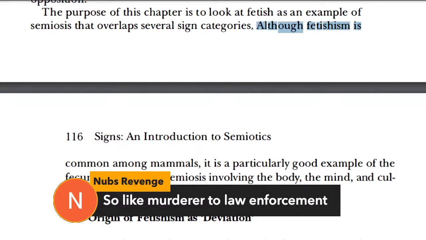Although fetishism is common among mammals, it is a particularly good example of the fecundity. Fecundity is an abundance of generating ideas, of fertility, almost, you could say, right? Fecundity even sounds like fecundity. It's a good word. So fecundity means generating a wealth of ideas, something that's generative.